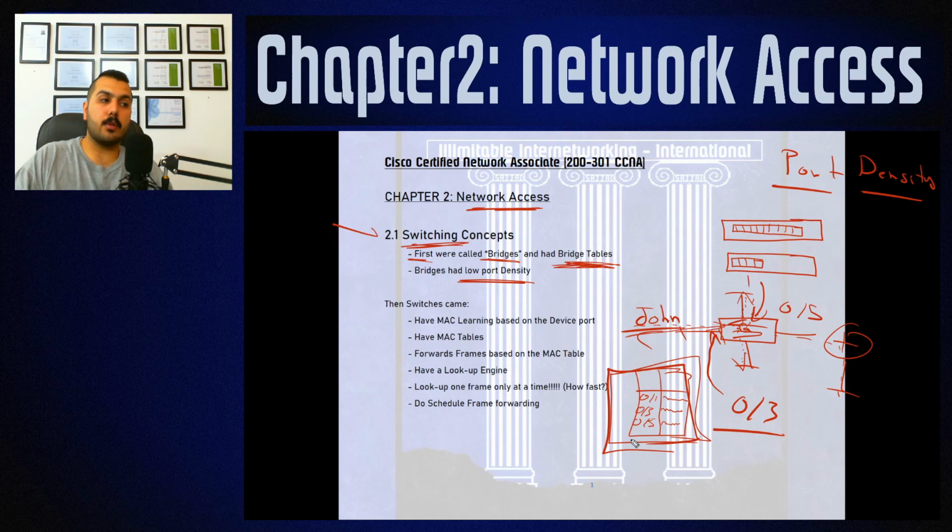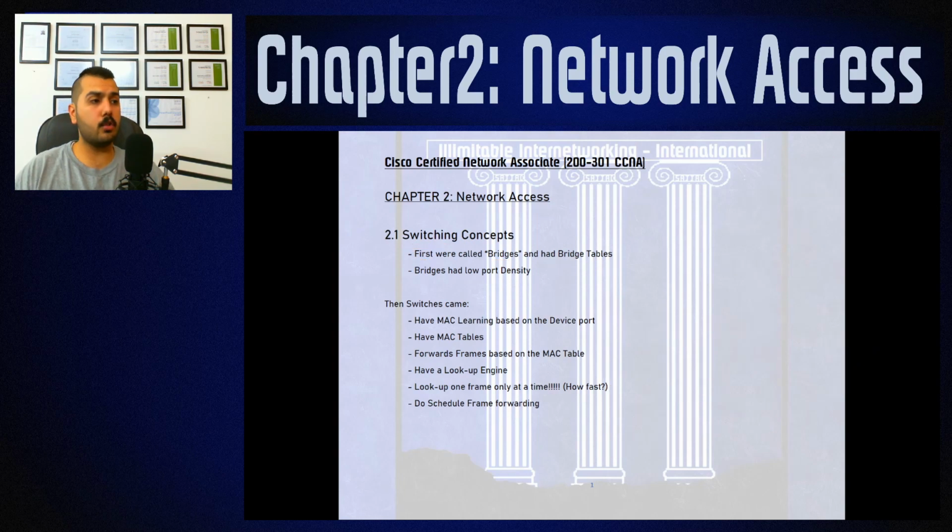This is the concept of bridges, but bridges had a lot of problems. They were the first version of a layer 2 device. They were really old devices and are now obsolete. After that they were developed into new devices called switches. So now we have the new generation, which is switches.